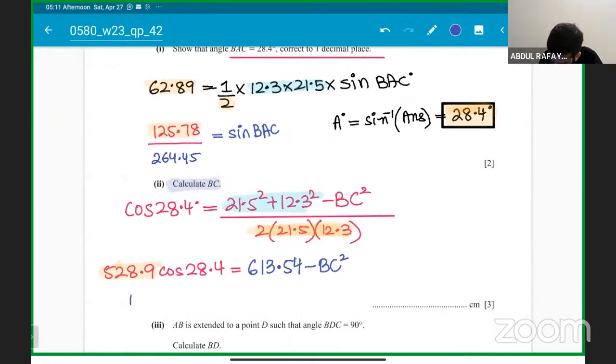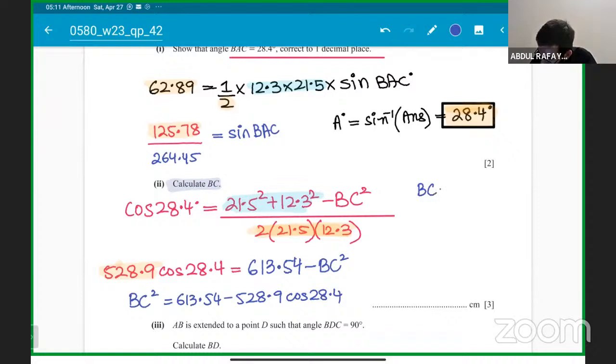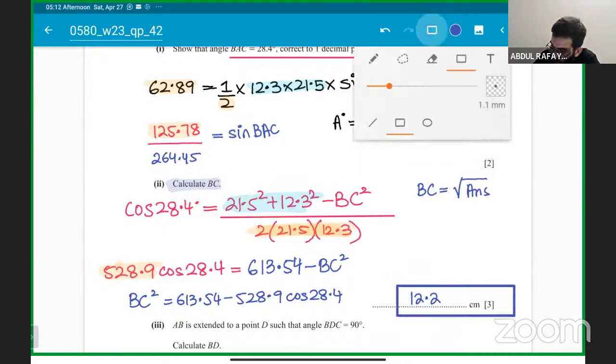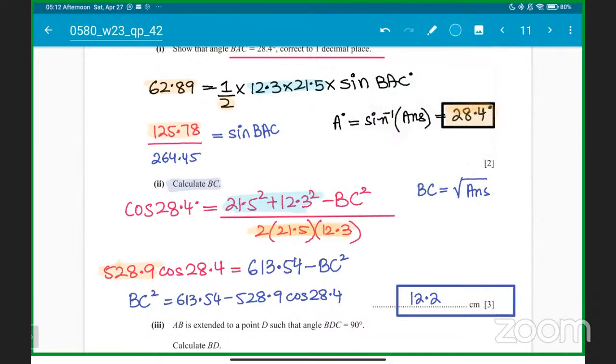So BC square is equal to 613.54 minus 528.9 cos 28.4, sir. So BC will be the square root of 613.54 minus 528.9 times cos 28.4. Just do it one time only. I'm getting 12.2 as the measurement for the BC length. Okay, guys, understood? Yes, sir. So this is done as well now.